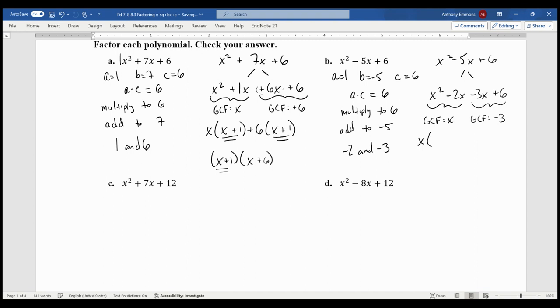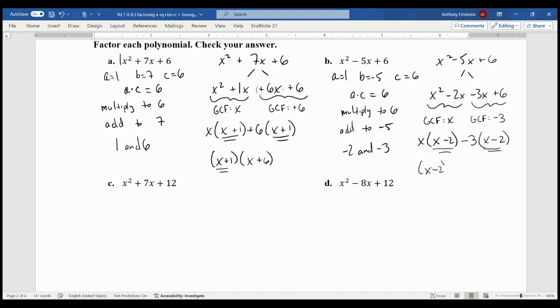Factoring out from the first group, there's your greatest common factor, x squared divided by x, negative 2x divided by x. Now, our greatest common factor of negative 3. If I divide negative 3x by negative 3, that gives me x. And then positive 6 divided by negative 3, positive divided by negative, negative, 6 divided by 3, 2. I did it correctly because the binomial matches.